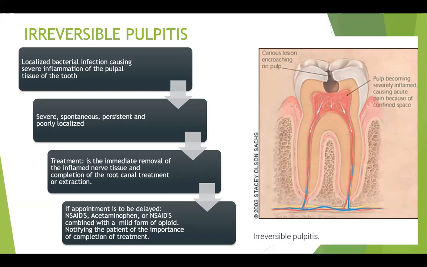You also have to give the treatment option of no treatment, but you do have to let the patient know the consequences of that. You're going to know the sequelae of it after. So if the appointment is to be delayed, you have to give a non-steroidal anti-inflammatory pain medication or acetaminophen, or combined with a mild form of opioid, and you have to notify the patient of the importance of the completion of treatment.